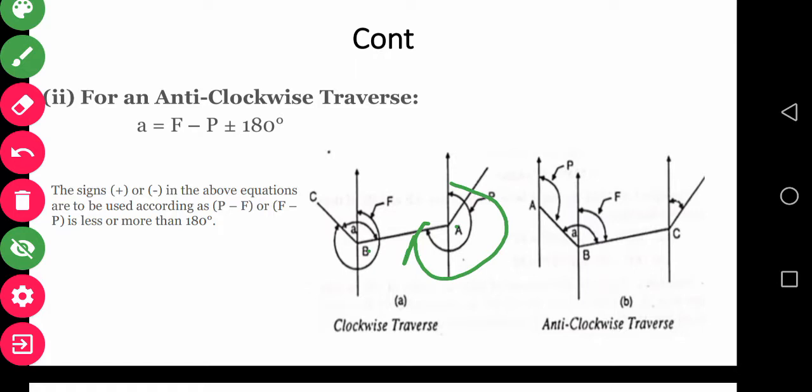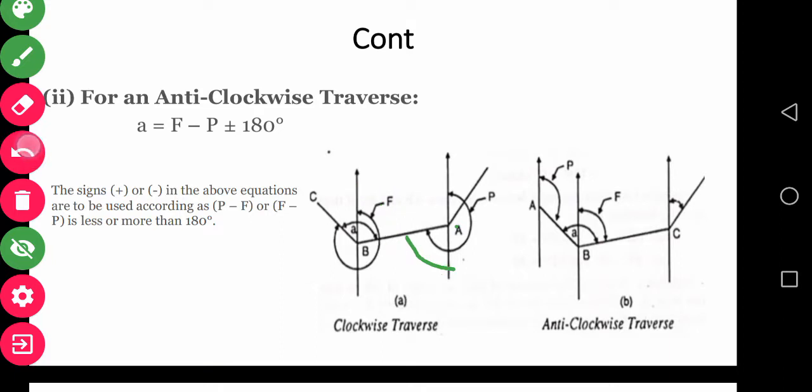Now, this F is already given, like the forward bearing for BC is given. So P and F are given. Now we need to find out this angle A. So what is the procedure, or how can we find out this angle A? Let's understand this. In the figure we can clearly see this angle will be equal to this angle by the parallel lines theorem.